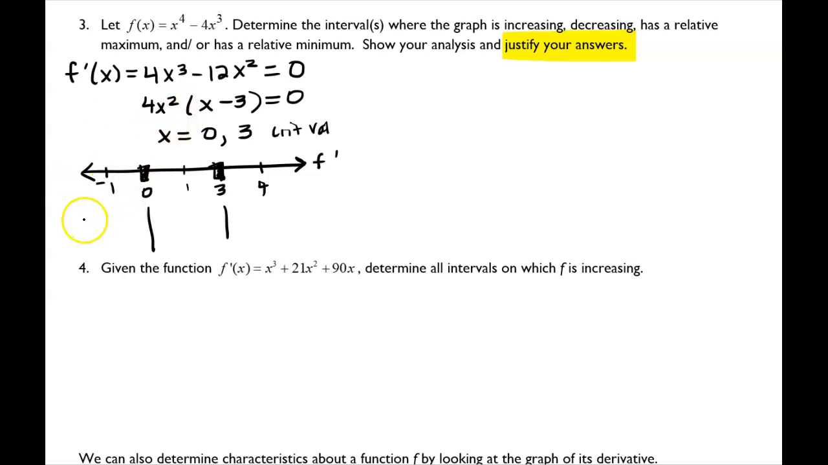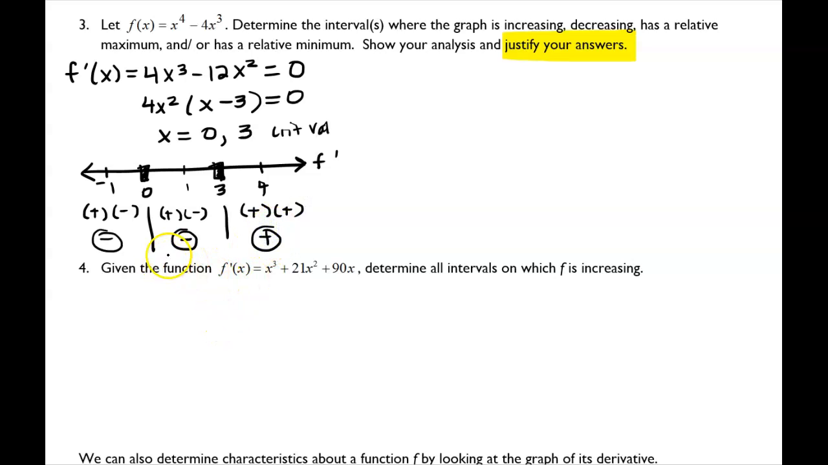If I plug in -1 to 4x squared, that's positive, and into x minus 3, that's negative. So this interval is negative. If I plug in 1, I have positive and negative, so this interval is also negative. If I evaluate at 4, I have a positive and a positive, so that is positive.